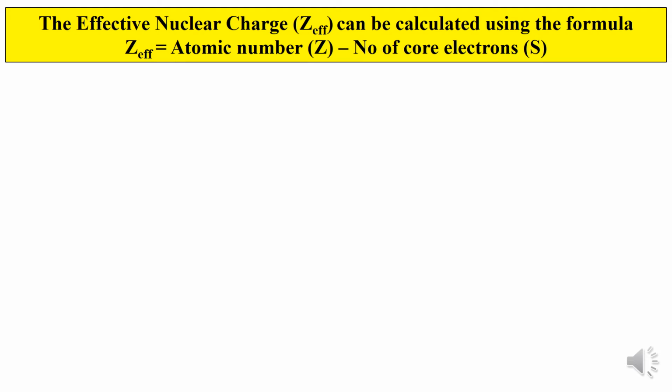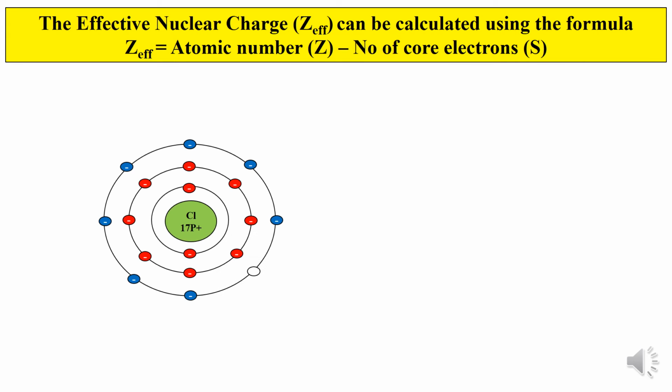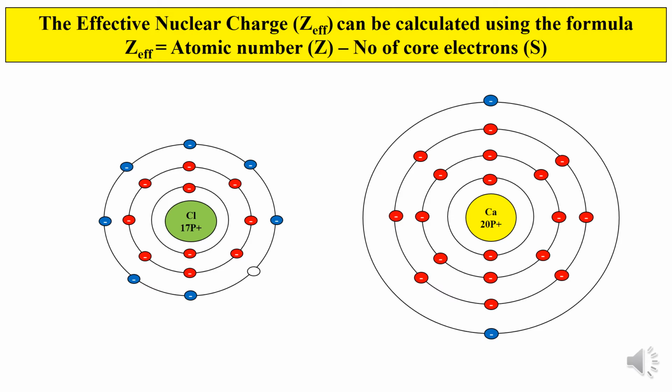Now the effective nuclear charge can be calculated using the formula Z effective is equal to atomic number minus number of core electrons. Let's start applying the formula to the elements chlorine and calcium. The core electrons are highlighted in red, while the valence electrons are highlighted in blue. I highlighted them in order to make it easier for the viewers to distinguish the core electrons from the valence electrons.